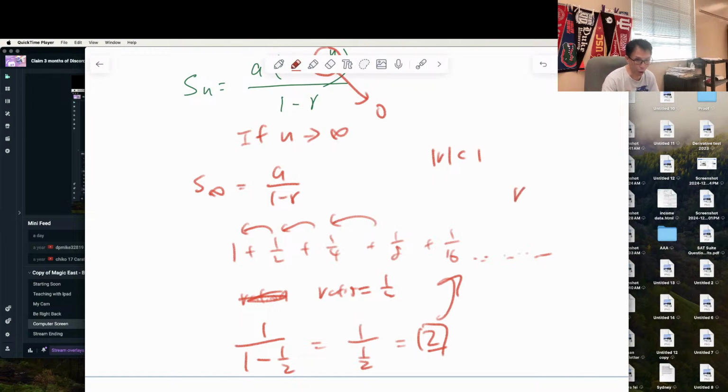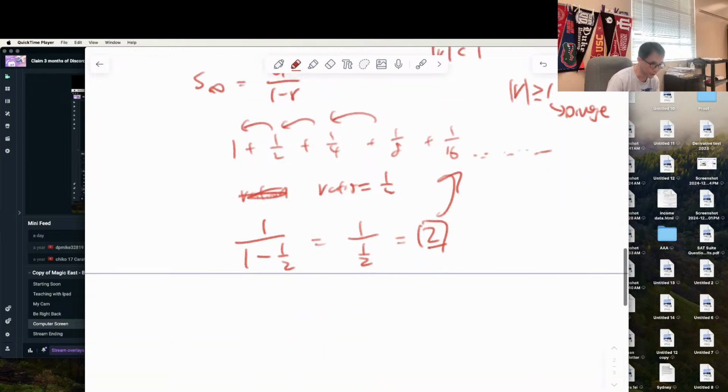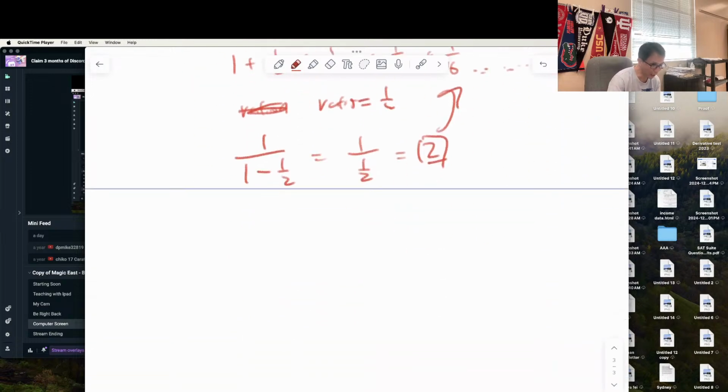So if its R is greater than 1, this diverges. Make sure R is greater than 1 is not a question. It will just go to diverge. R equal to 1 too. Sorry, R equal to 1. So anytime that you hear absolute value of R less than 1, it is okay. So can you tell me what happened here?